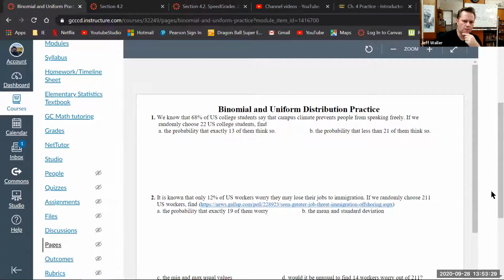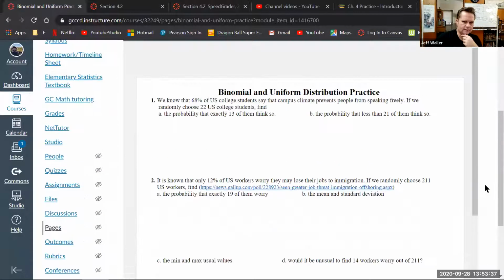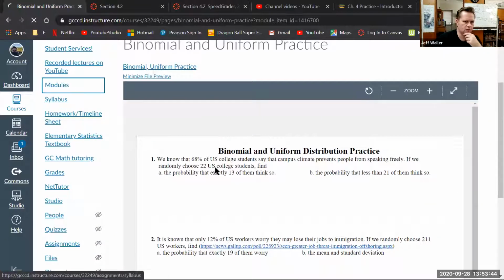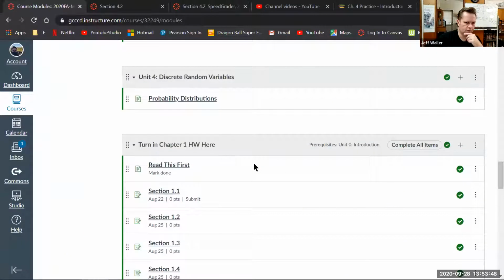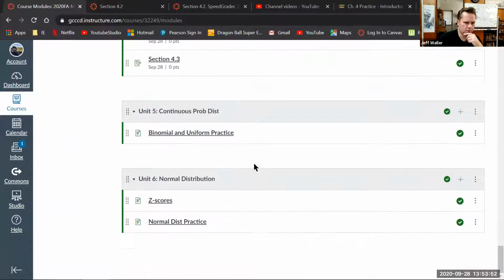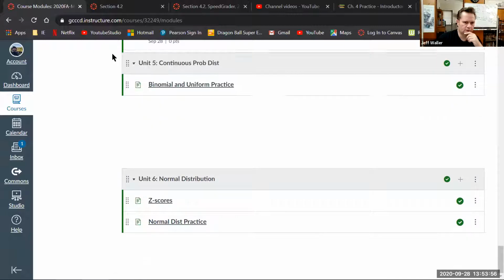I want you guys to work on this. Is anyone not able to access that? Again, it's under modules. You go to unit 5. Did I put it way down here? I did. Let me move this up here.